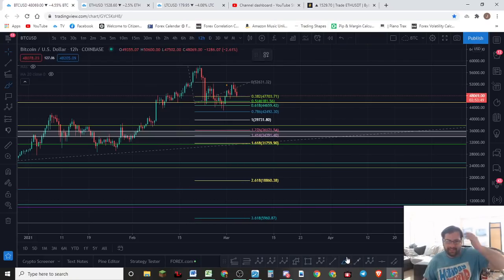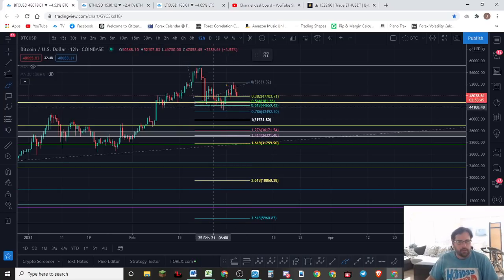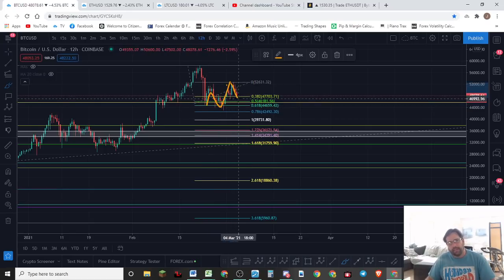All right, with that being said, if it gets complex on you, we've got to get out of here because it gets very hard. 1, 2, 3. It might come down in 3 waves like this and then come back up in 3 waves. So that's a possibility, guys.